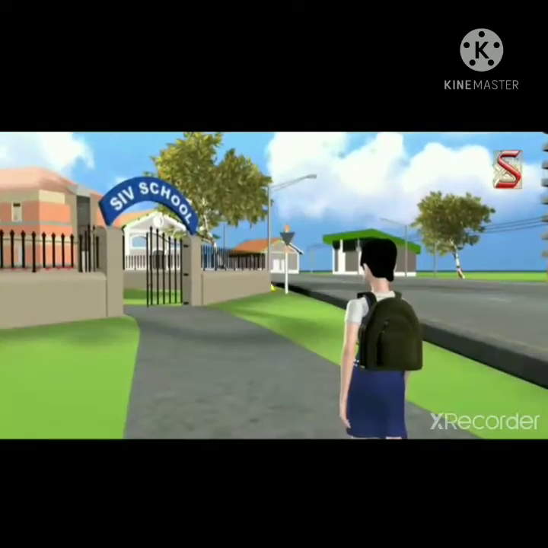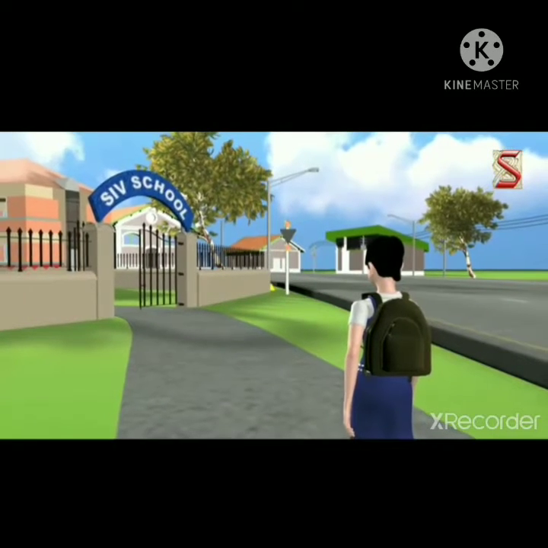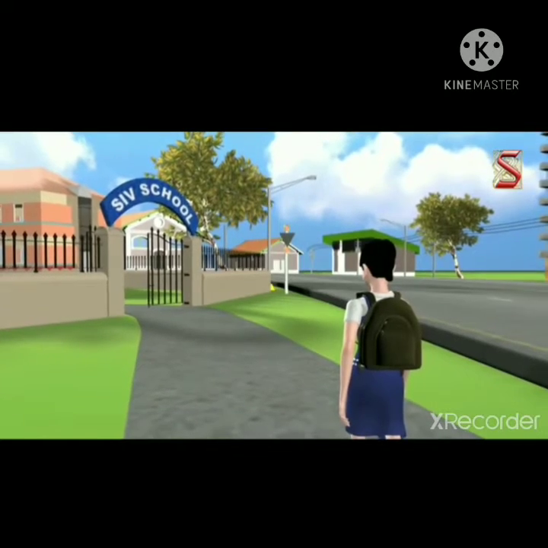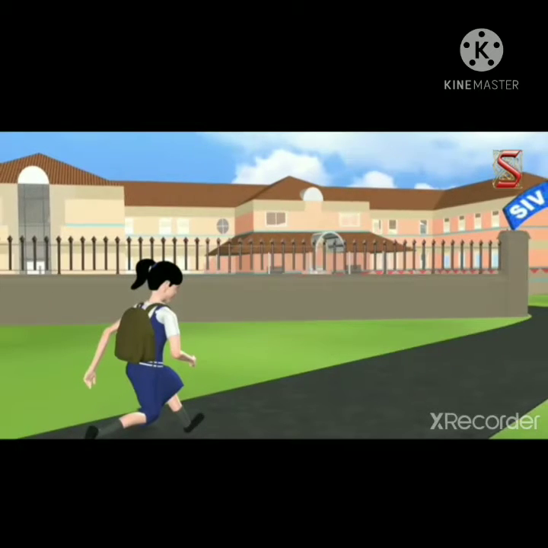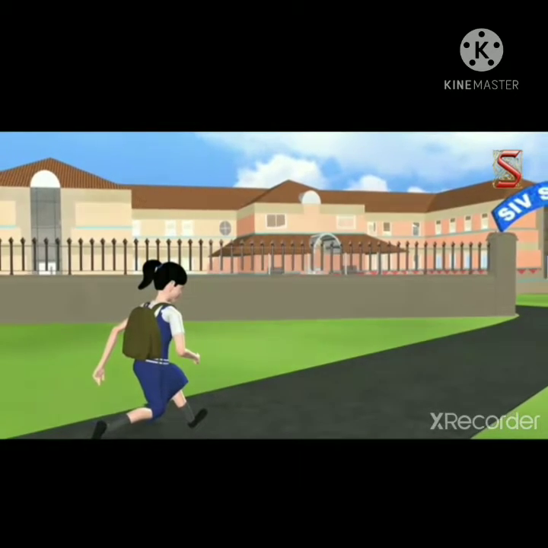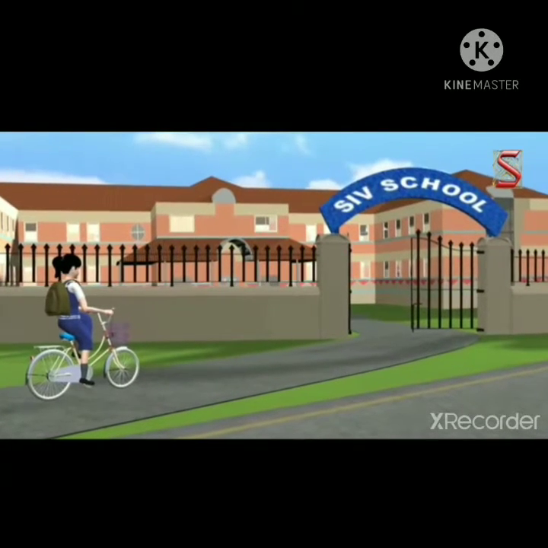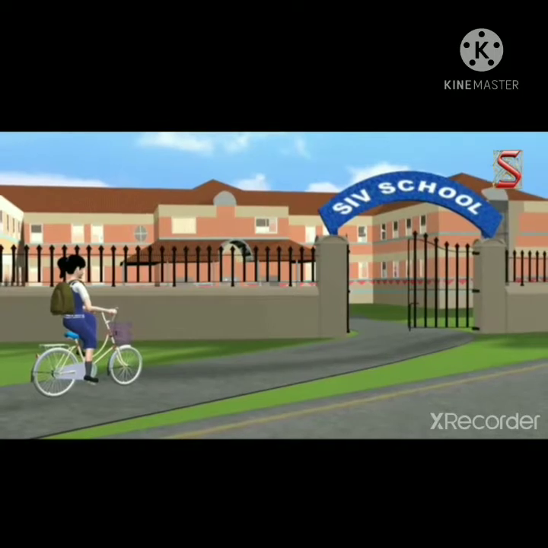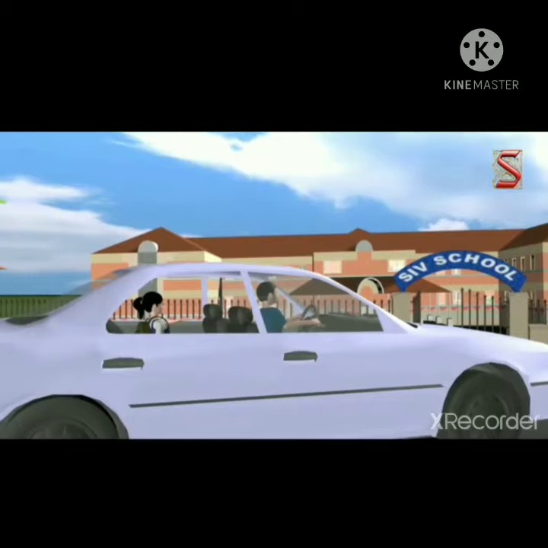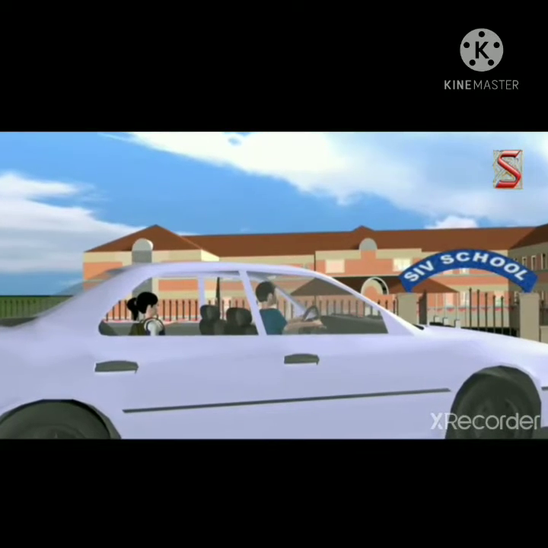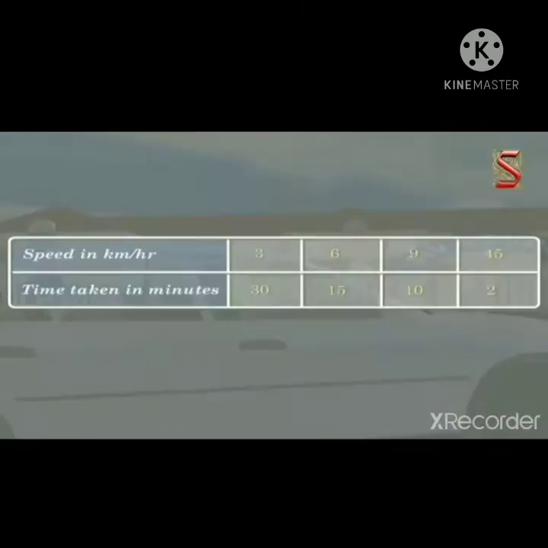In these situations, when she walks at 3 km per hour, she reaches the school in 30 minutes. If she runs at the speed of 6 km per hour, she reaches the school in 15 minutes. If she uses her cycle and goes to school at the speed of 9 km per hour, she reaches the school in 10 minutes. When she goes in a car at the speed of 45 km per hour, she reaches the school in 2 minutes.